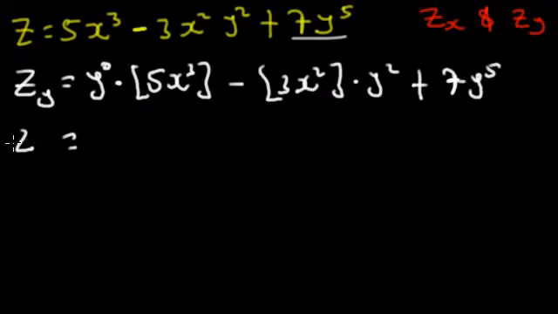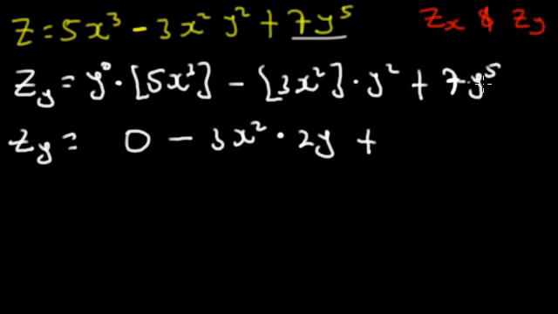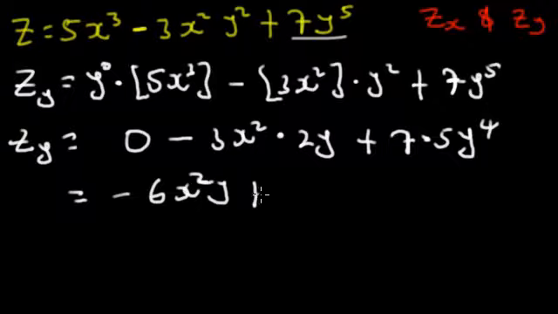So our answer for z of y is equal to: this is y raised to the power 0, which is a constant, and the derivative of a constant with respect to y is simply 0. And 0 times this entirely is simply 0, so we have 0 minus. Now we have 3x squared multiplied by the derivative of y squared, which is simply 2y. And we have plus the derivative of 7y to the power of 5, which is 7 times 5 times y to the power of 4. Don't forget we are differentiating with respect to y. So the product of these two is minus 6x squared y, and plus 7 times 5 is 35y to the power of 4.